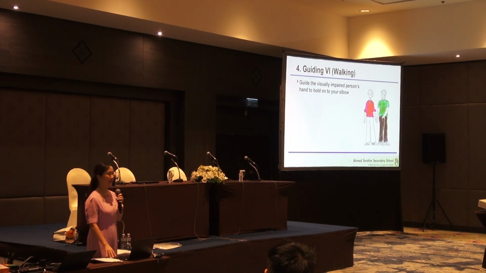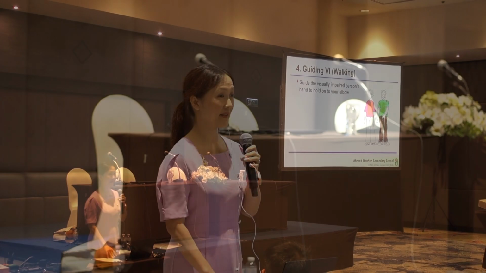Okay, guiding. When you guide a visually impaired person, let the person hold onto your elbow. So why the elbow? Because when we hold onto your elbow, we can feel your body movement going up or down. So that's the best place to hold.